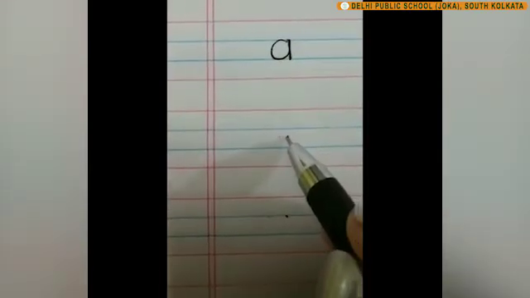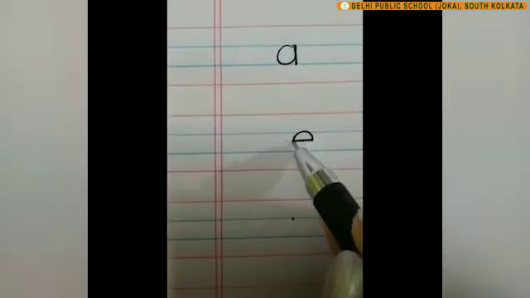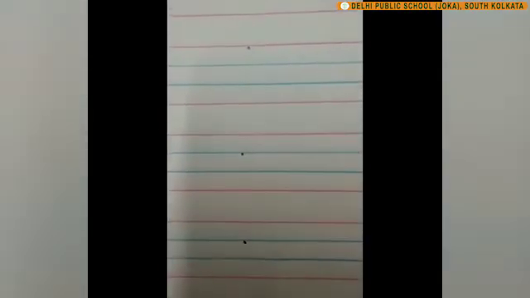Then D. From the red line, a standing line down till the blue and a curve joining that standing line, D. Then comes E. Within the blue lines, a slipping line and a curve like this to form E. Then comes F. Starting from the red line, make a curve like this and a standing line down and a short slipping line, F.